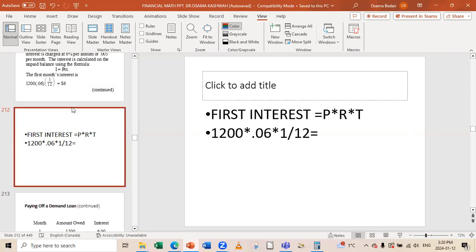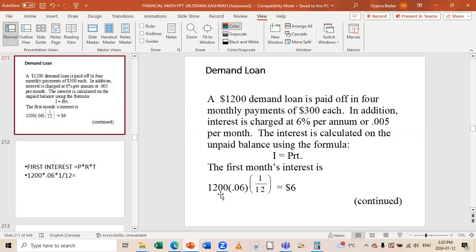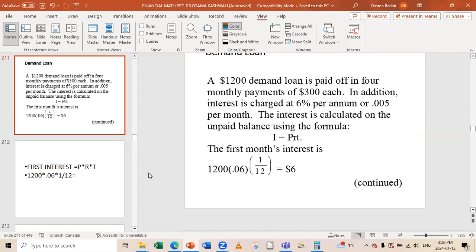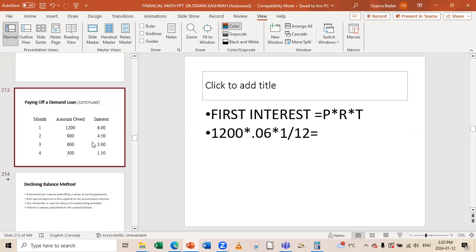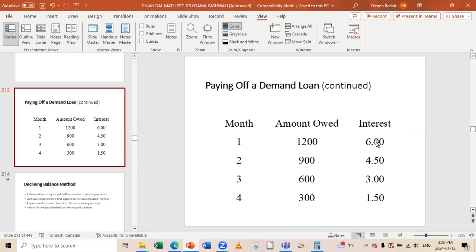Here it is, and here is how it's calculated. You can see here, 1,200 times 6% times 1 divided by 12, that will give me $6. For that reason, we put it in the table here. For the first month, we put the interest is $6. The second interest is now on $900. You can either multiply by the monthly rate or the annual rate. So here I will multiply by the monthly rate.